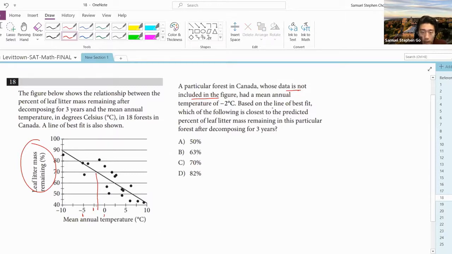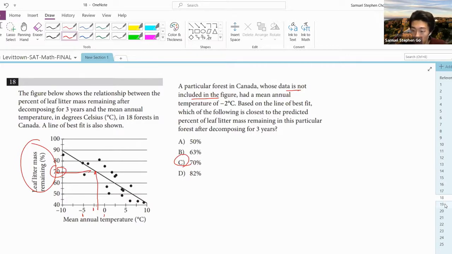It's asking us, based on the line of best fit, which is this black line that goes through all the data, which of the following is the closest to the predicted percent of leaf litter mass remaining after decomposing for 3 years, which is the y-axis. So this is simply asking you, can you go up from -2, hit the line, and then read across, and we get 70%. And just like that, got the answer.